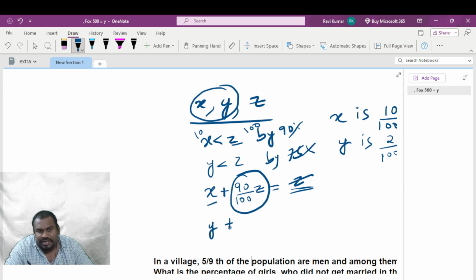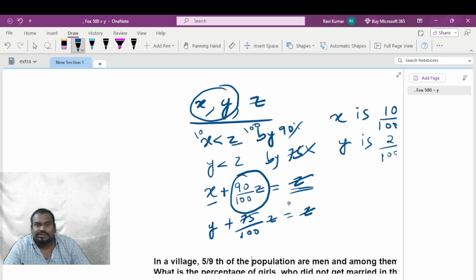Same way, I'll add 75% to Y to make it Z. That also you can do. From this you can find the X value and the Y value, and you'll get the same thing. Okay, this is one more way.